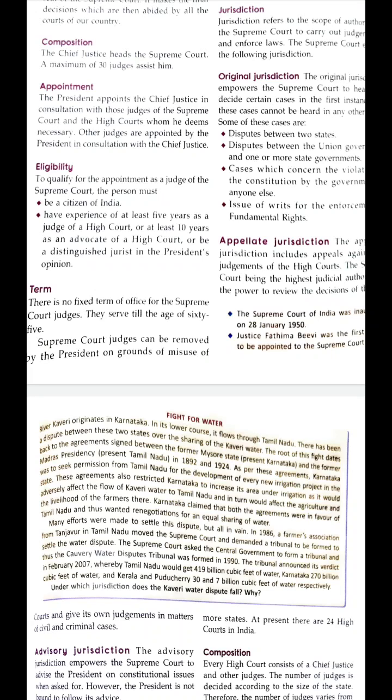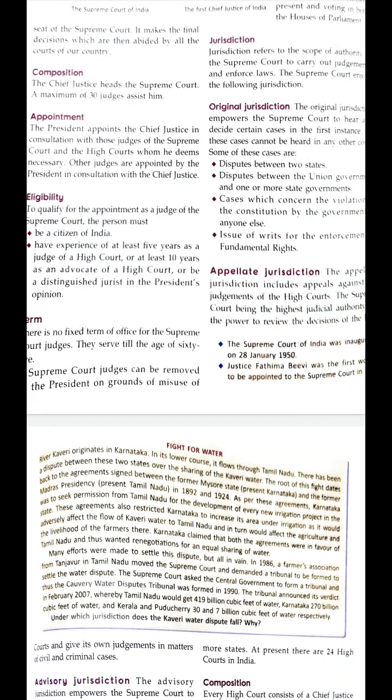This impeachment involves a motion which contains the charge against the judge. That means a voting system is to be there. That is, if a 2/3 majority of the members present and voting in both the houses of Parliament. That means from both the houses of Parliament they vote, and if a 2/3 majority has voted against him, then he is bound to be removed from his post. Clear?